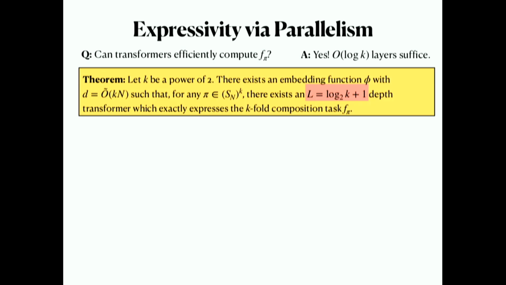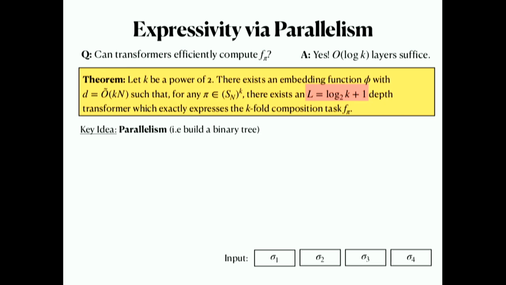If you're familiar with some of the literature on transformer expressivity, this isn't particularly surprising. A lot of prior works have shown that transformers can efficiently perform parallelizable computations. Our construction similarly exploits such parallelism by just building a binary tree. So we have as inputs our k permutations.